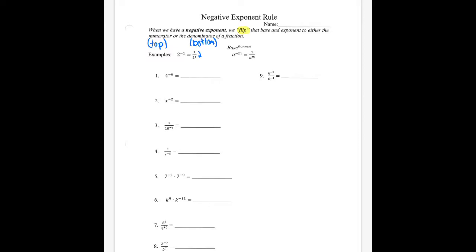So the first example, we're going to do the same thing. So 4 to the negative 6th power. We want to make that exponent positive, so we are going to put a 1 on the bottom, make it a fraction. There's always an invisible 1 on the bottom of a number that's not a fraction. So now we're going to flip this to make it 1 over 4 to the positive 6th power.